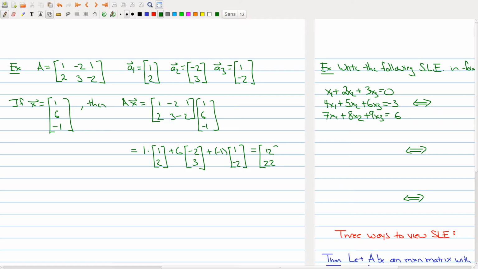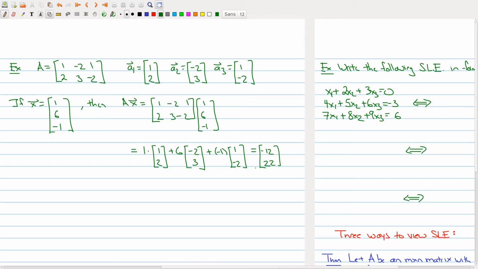12 and 22. Just to make sure you know where this is coming from, we have 1 times 1, which is 1, plus 6 times -2 is -12. Oh, this should be -12, and plus -1 times 1. So the 1's cancel, and I'm left with -12. And in the bottom spot, I have 1 times 2, which is 2, plus 6 times 3 is 18, and then plus 2 more, so I have 22 in the second spot.